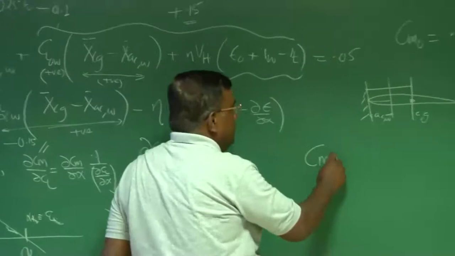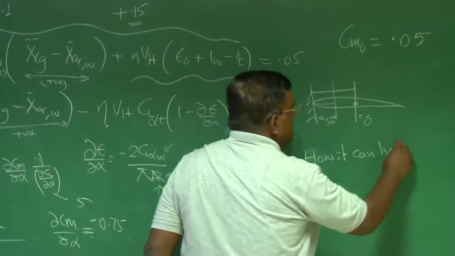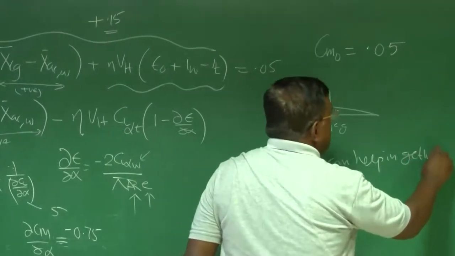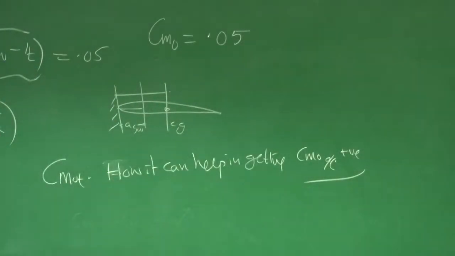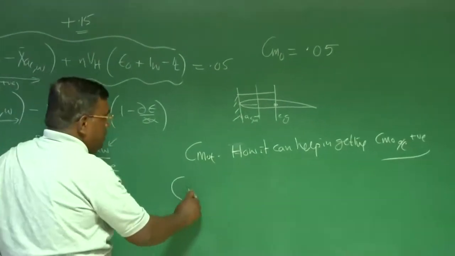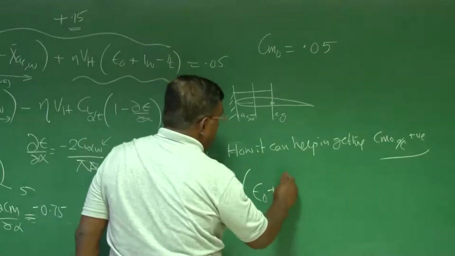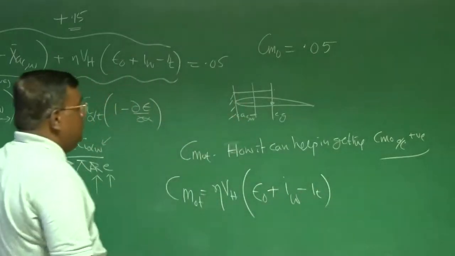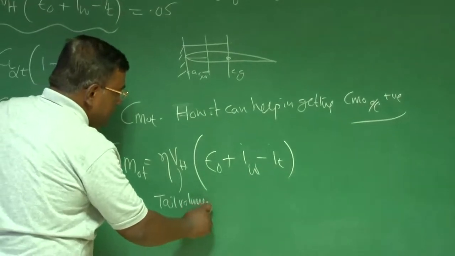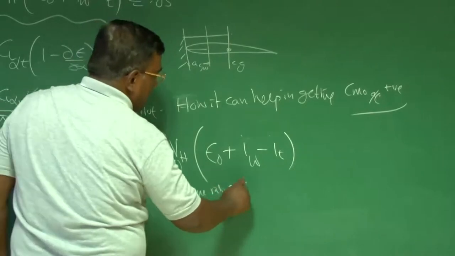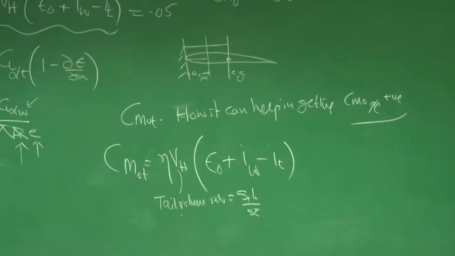So Cm naught tail, I am trying to see how it can help in getting Cm naught aircraft positive. You see? If I see the Cm naught tail expression, it is eta VH into epsilon naught plus IW minus IT, right? VH, you know, is the tail volume ratio, which typically is S tail, L tail by S C bar, and LT is the distance between AC of the tail and CG of the airplane. All these things you know.